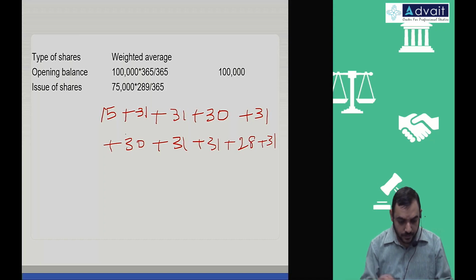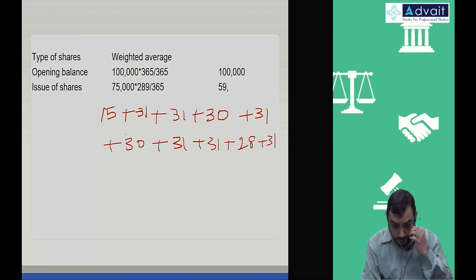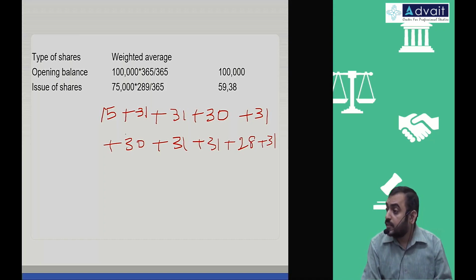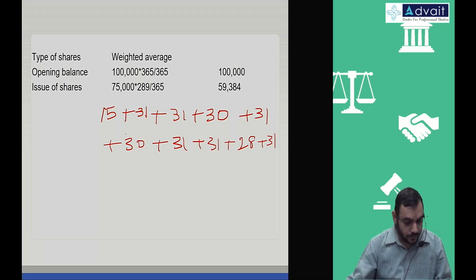Okay, how much do you get? 58,000, 59,000, 384. Then conversion of convertible preference shares. Conversion of preference shares.